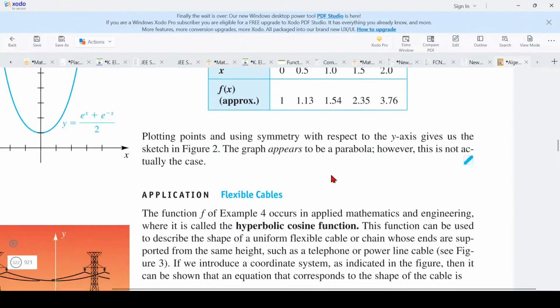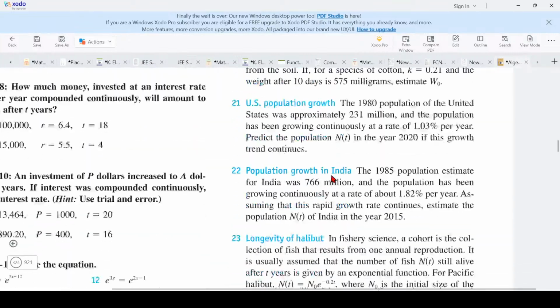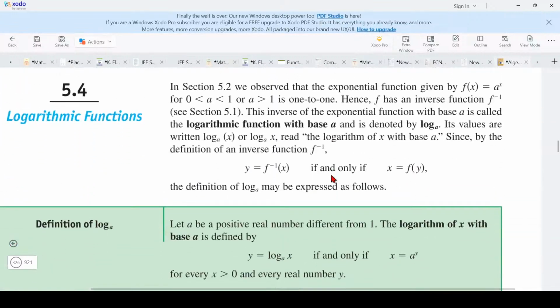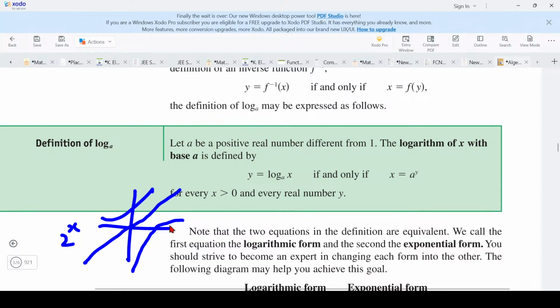Now e power x is a one-one function. We just figured out, right? Because it is a one-one function, it should have an inverse. Or forget about e power x, 2 power x, because it is a one-one function, it should have an inverse. 2 power x will look like this, and that inverse should look something like this, right? Mirror image with respect to this line. Now, what is that inverse function? That is this inverse function.